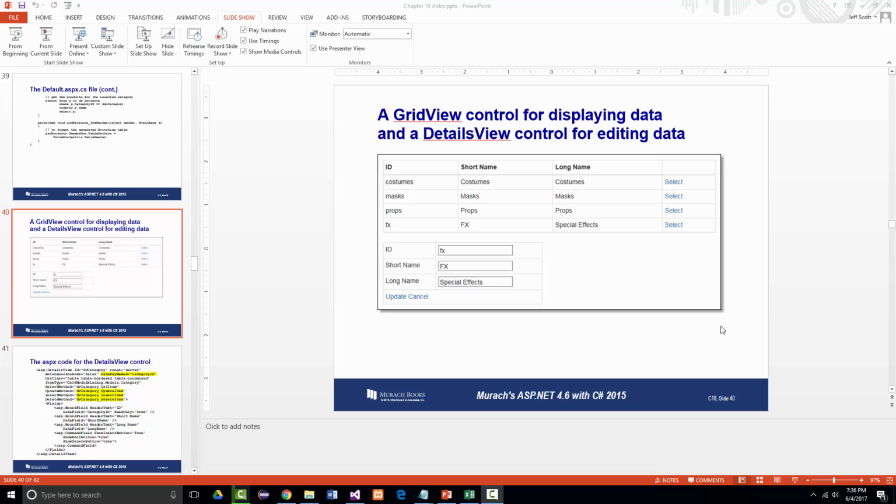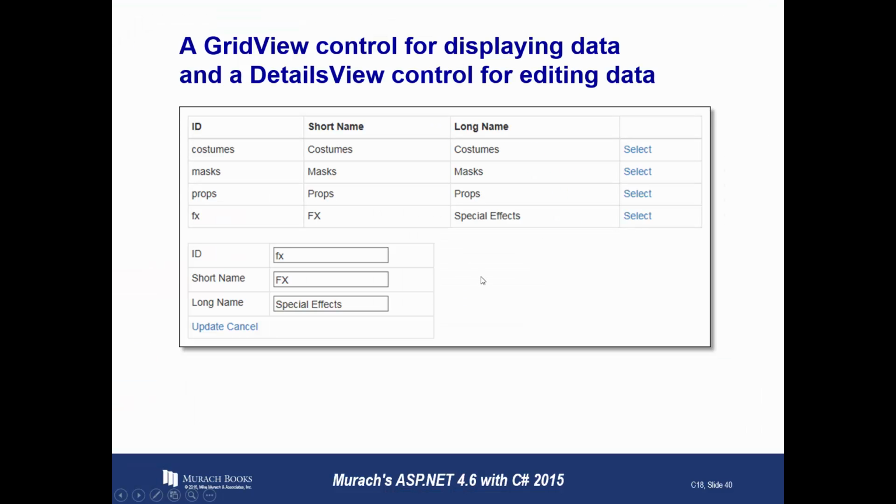So in the example that you see on the screen right here, it shows a grid view that displays category data, and then underneath it is a details view that displays the category that's selected from the grid view that's up above it. The details view lets the user update or delete the selected category. It also is going to allow you to insert a new category, which is then going to be displayed up here.